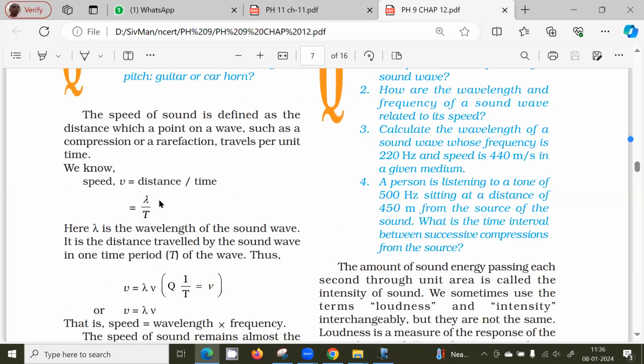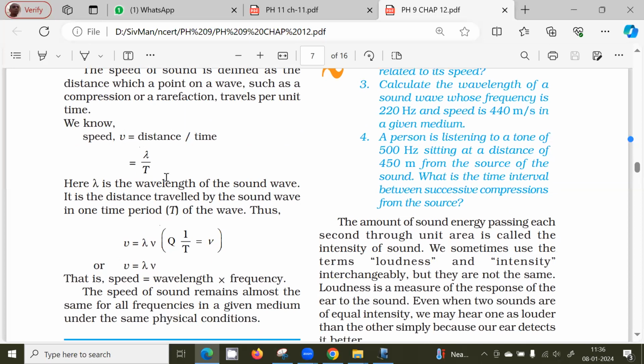Speed is distance by time. In one wavelength, the distance traveled is lambda, and the corresponding time is the time period. So from this, I get speed equals lambda by T, and 1 by T is the frequency. Here they put it as nu. So speed equals nu into lambda. This is a basic, important relation.